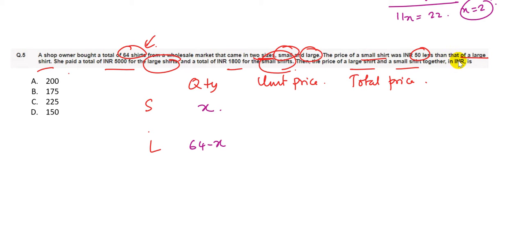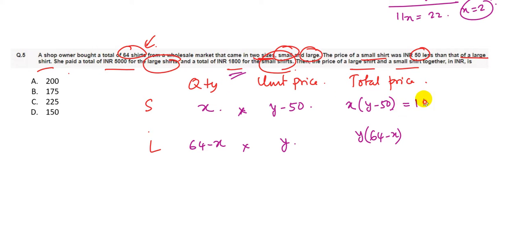Now the unit price again is not explicitly told for either of them. It's just told that the price of a small shirt was 50 rupees less than that of a large shirt. So I can take the large shirt as y, and this would be y minus 50. So the total price will be the product of the quantity and the unit price. So that would be x into y minus 50 and y into 64 minus x. And it is given that the total price for the small shirts is 1,800. So this would be 1,800 and the other one would be 5,000.